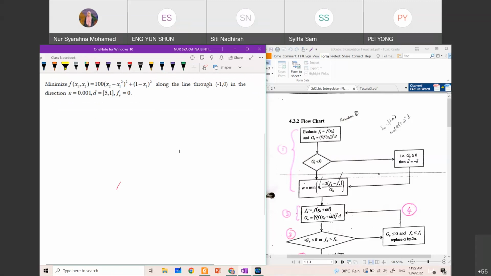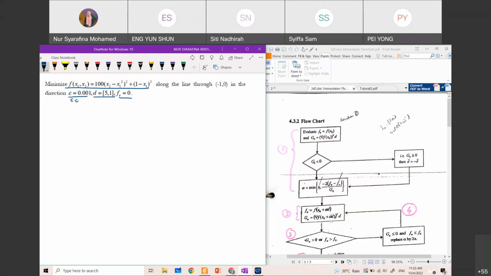So this is your function. Along the line, this is your initial point, -1, 0, in the direction d, and this is your epsilon stopping criteria, direction 5, 1, FE equals 0. So basically, if you have FE here, then you know that this is the cubic interpolation method.